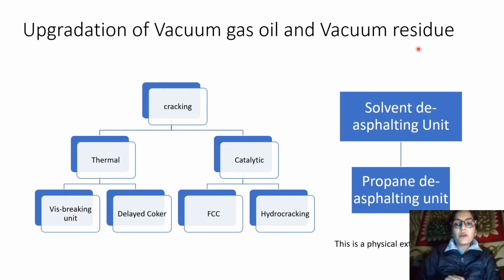It is done by two processes. First is physical extraction, and the second one is cracking. What is physical extraction? The extraction of impurities from the oil is done physically using a solvent, for example propane. The example of physical extraction is the propane deasphalting unit. And the other upgradation which can be done is by cracking.